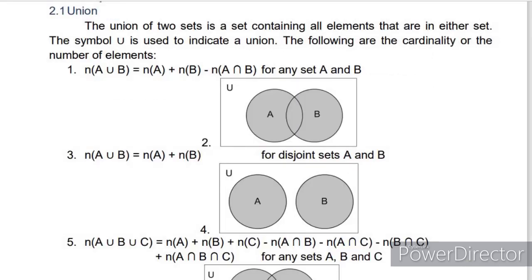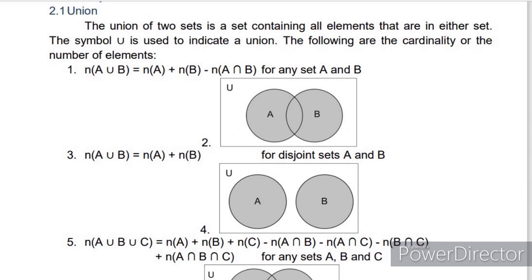Now for 2.1, union. The union of two sets is a set containing all elements that are in either set. So when you say union, we are referring to all elements that can be seen in the given sets. The symbol ∪ is used to indicate a union. So remember this symbol. It is used to indicate a union. The following are the cardinality, or the number of elements. When we talk about the cardinality of a set, we are referring to the number of its elements.